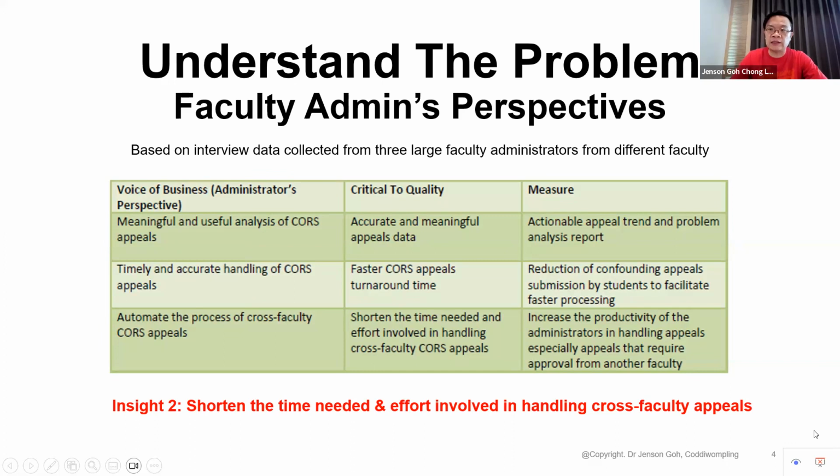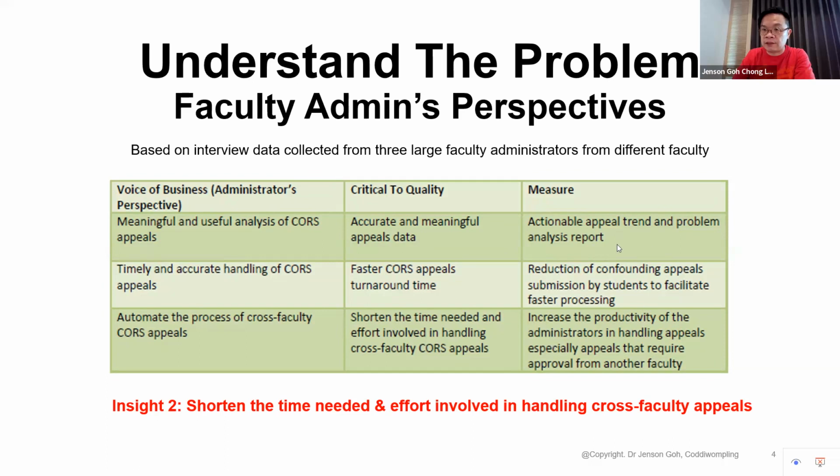So for example, in this case, many of the faculty admin highlighted that it's very important that the system provide very meaningful and useful analysis of the cause of appeal. So what we ask them is, do I hear you correctly that you really want accurate and meaningful appeal data? They validated, yes. So then we say, okay, the measure is how many of those appeals that we route to faculty admin are actionable appeals with appropriate problem analysis report. So as you can see, so on and so forth, various different voices of the faculty admin were captured, and we translate them into specific measures.